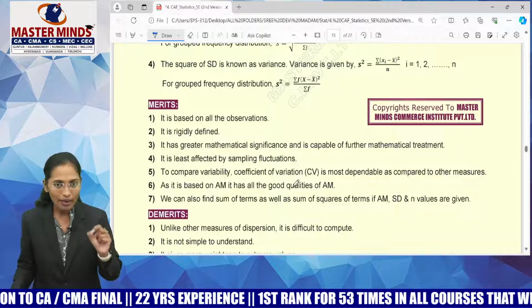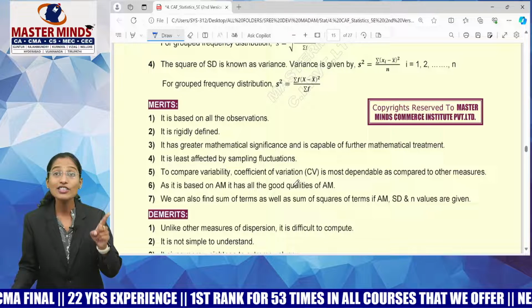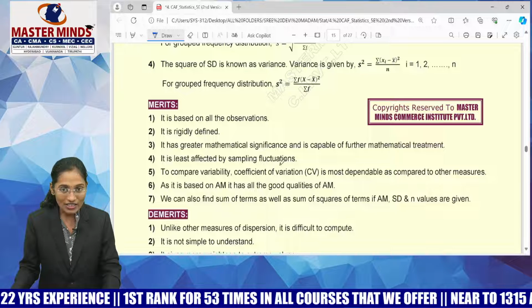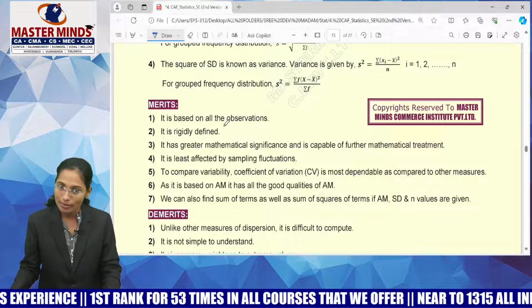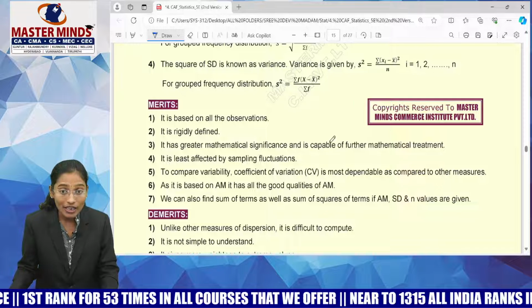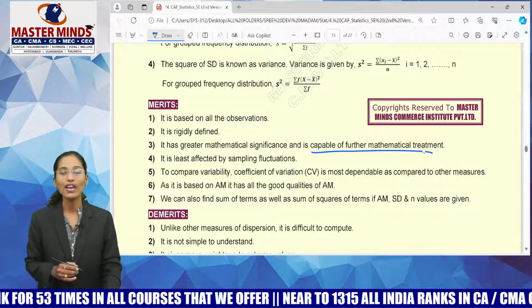Now, if you look at the merits, guys, you can easily tell, because I've already told you the merits of standard deviation are nothing but the merits of arithmetic mean. So what is the first merit? It is based upon all those observations. It is rigidly defined. It has greater mathematical significance, and it is capable of further algebraic treatment. I'll tell you why, guys.